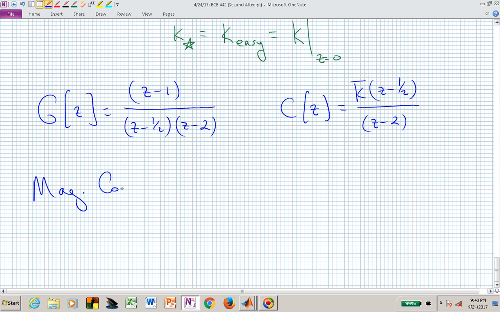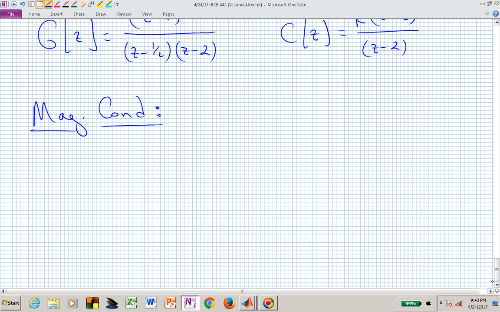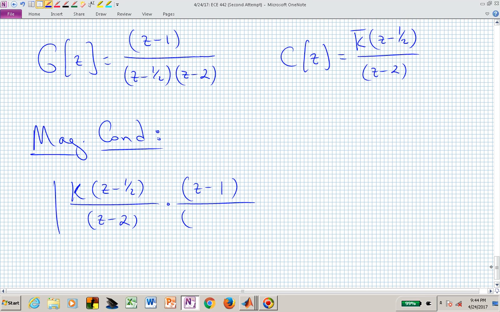The magnitude condition we can create based on this plant G and controller C, so that now we have the magnitude of our controller, which is k, I'll forget the bar, z minus 1 half over z minus 2, times our plant. Whoops, not what our plant was. Our plant had a 0 at 1. I just need to scroll down a little bit. We did have a pole at 1 half and another pole that was unstable at 2.